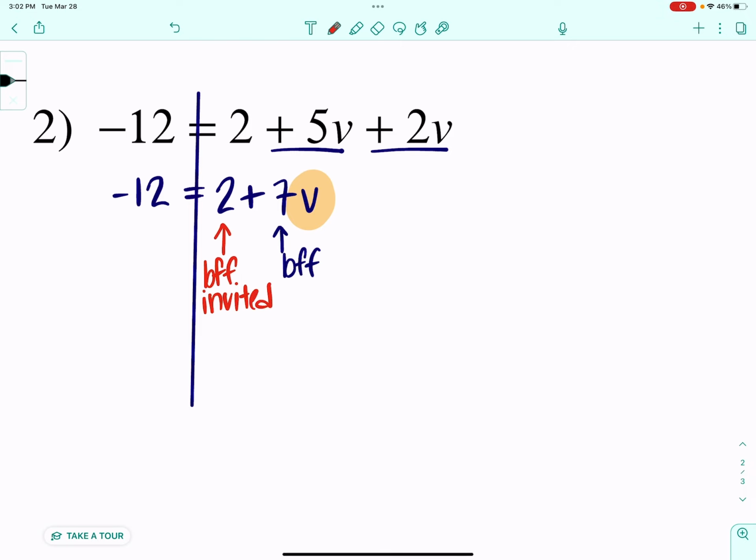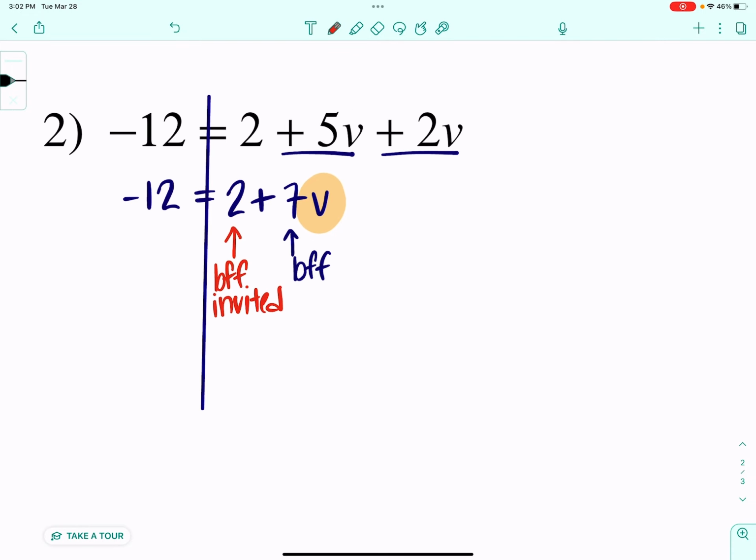Now, when your parents come home early, who are you going to kick out first? Your BFF or the people your BFF invited? I don't know about you, but I would totally kick out those extra people first. So, to do that, we need the opposite operation. There's an invisible plus in front of that 2. That means it's positive 2 plus 7v. The opposite of positive is negative. So I'm going to subtract 2 on both sides of that equation.